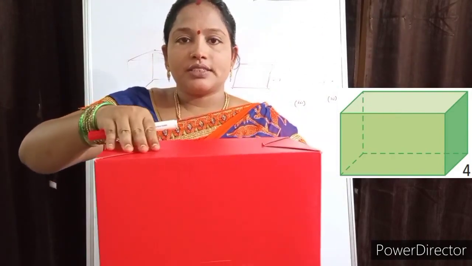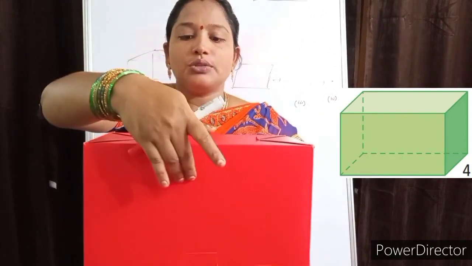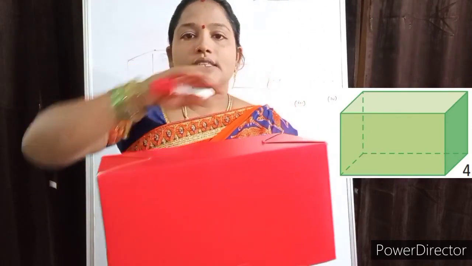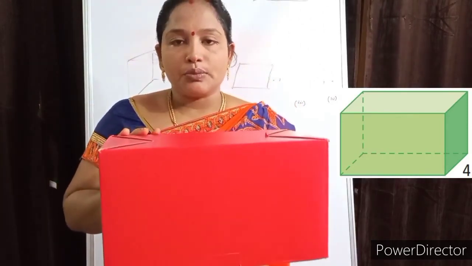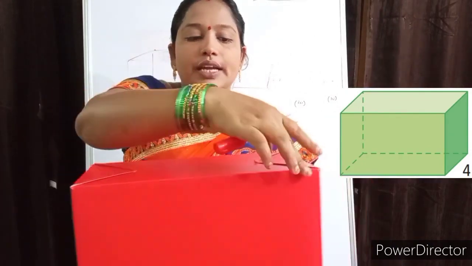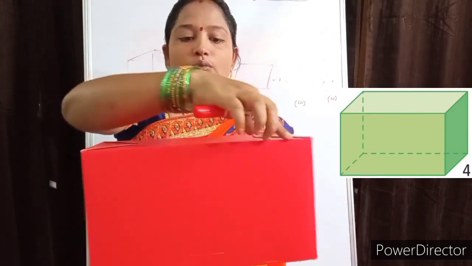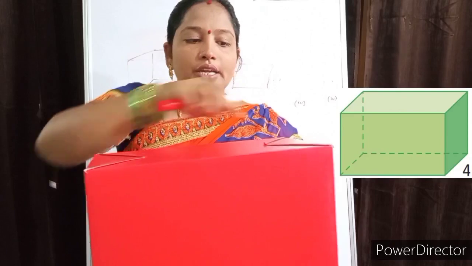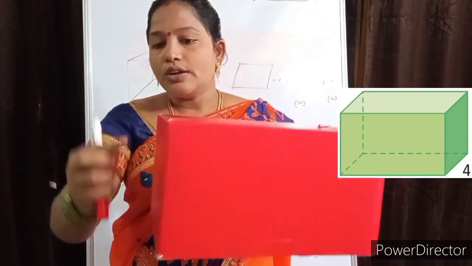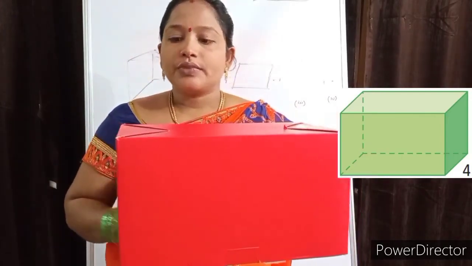This is a surface. How many surfaces does a cuboid have? 1, 2, 3, 4, 5, 6. Six faces of a cuboid. This is an edge. How many edges does a cuboid have? 1, 2, 3, 4. Bottom also 4. Sides also 4. Total 12 edges.